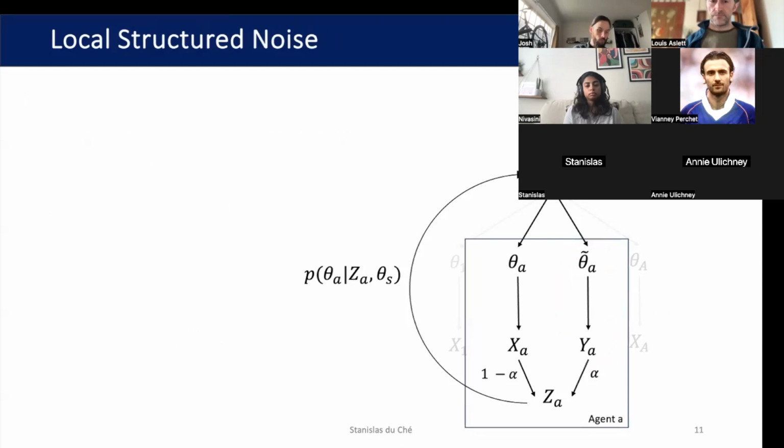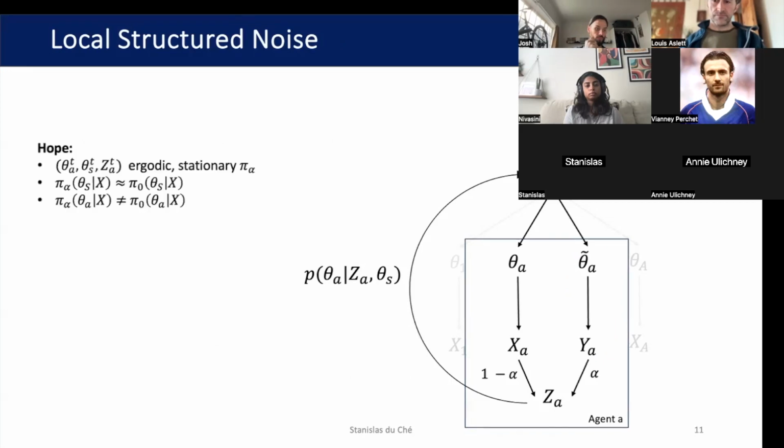Thank you. So, note that we have done quite a mess with our scheme. Why have we done that? So we have some hopes and we're trying to verify if this hope can be achieved. We're going to try to see if the scheme between theta S, theta A and Z at first converges to something, and that we have a stationary distribution for that.